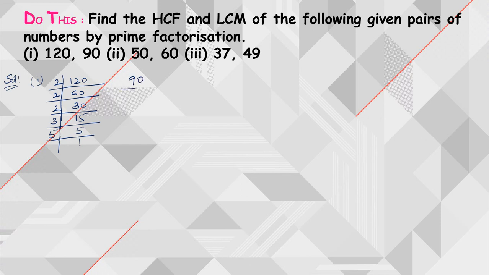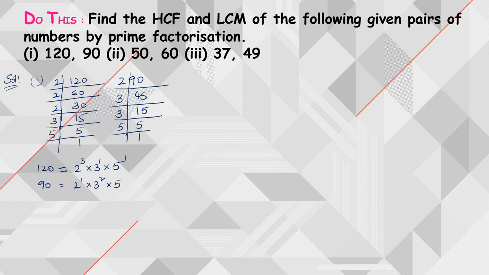The same way, do it for 90 also. So 2 times 45. Again 3 times 15, so 3 ones are 3, 3 fives are 15. Next again 3 times 5, and 5 times 1. So from this, I can write 120 as 2 cube into 3 into 5, which is nothing but 2 cube into 3 power 1 into 5 power 1. Next, 90, I can write it as 2 power 1 into 3 square into 5 power 1. Right.